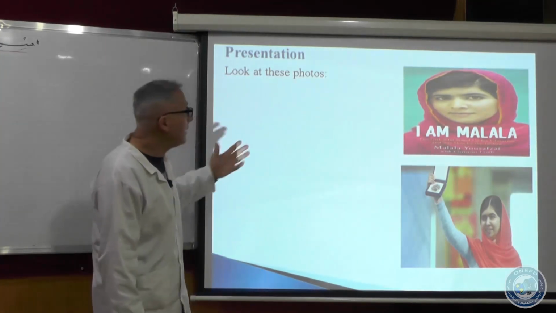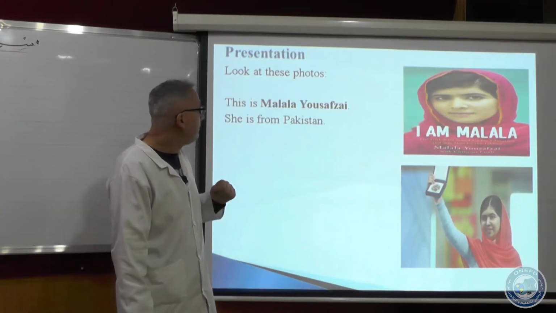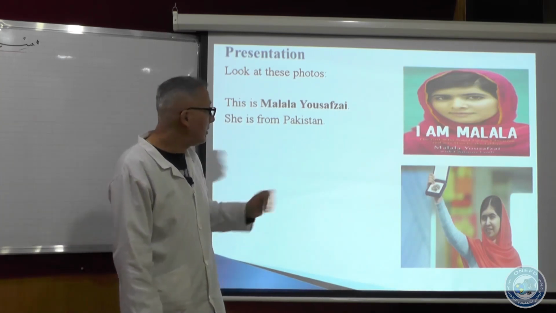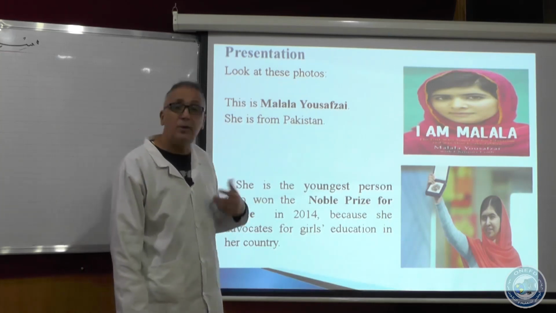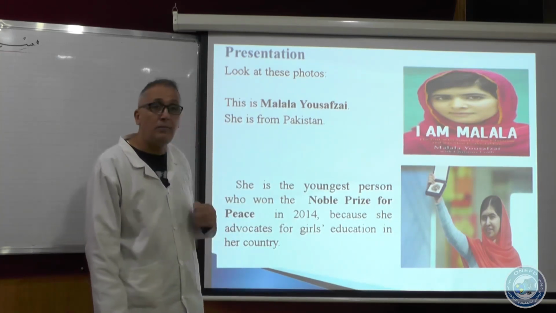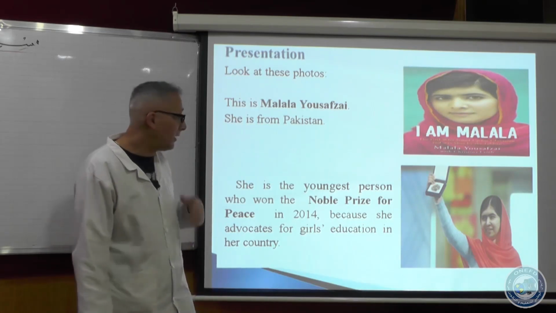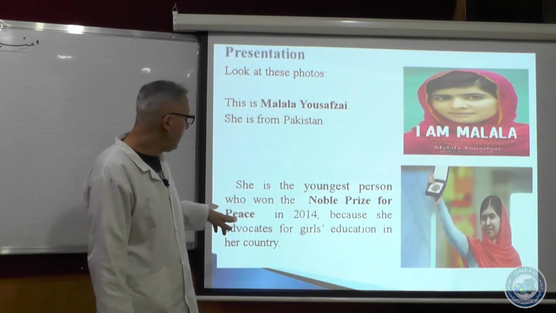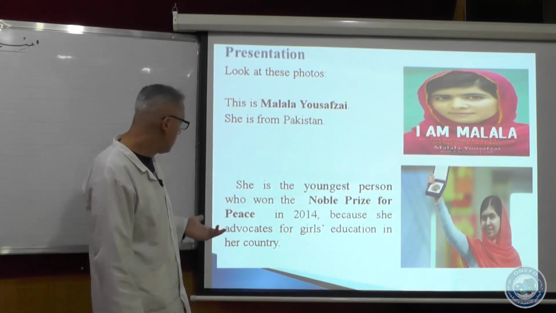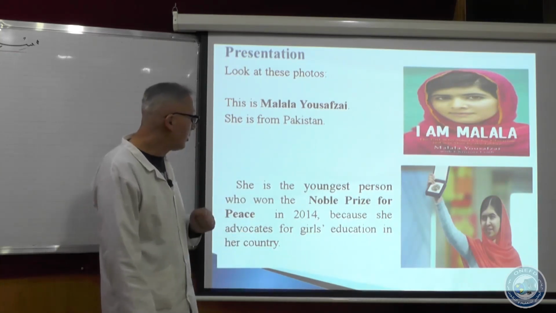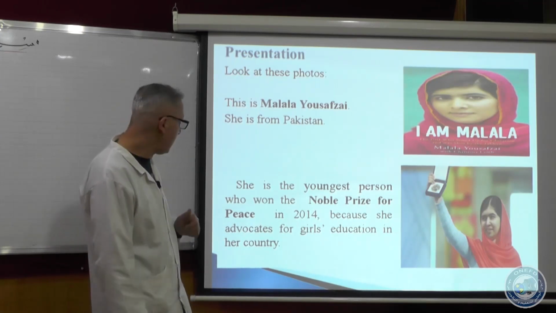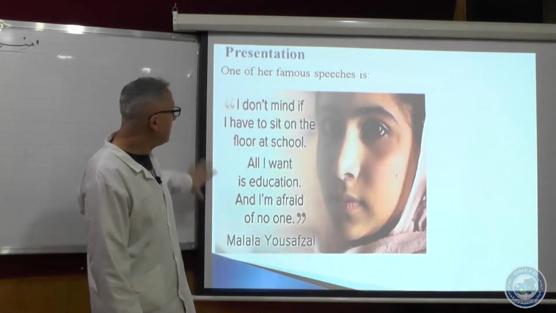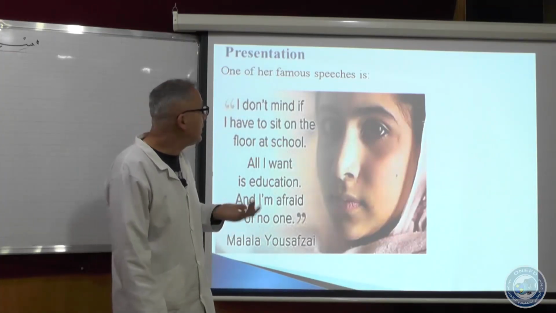This is Malala Yousafzai. She is from Pakistan. She is the youngest person who won the Nobel Prize for Peace. أصغر وحدة تحصلت على جائزة نوبل للسلام. In 2014, because she advocates for girls' education, تعليم البنات in her country. Right? Now, this is one of her famous speeches.